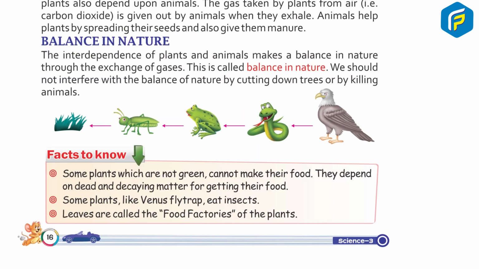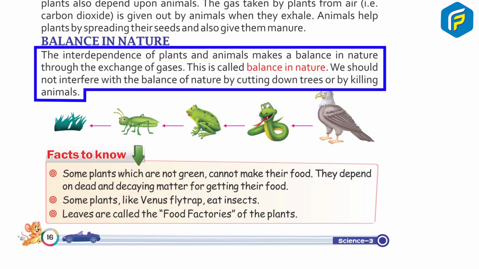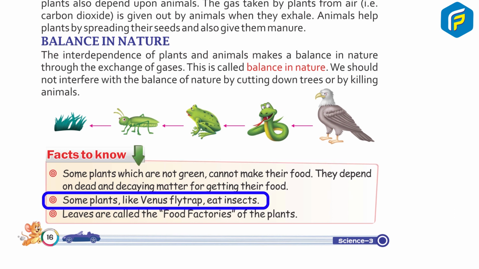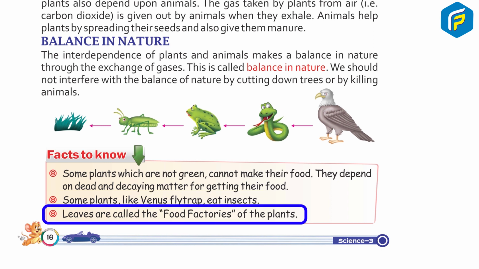Balance in nature. The interdependence of plants and animals makes a balance in nature through the exchange of gases. This is called balance in nature. We should not interfere with the balance of nature by cutting down trees or by killing animals. Facts to know. Some plants which are not green cannot make their food. They depend on dead and decaying matter for getting their food. Some plants like the Venus flytrap eat insects. Leaves are called the food factories of plants.